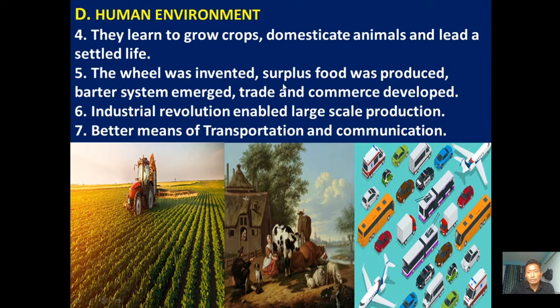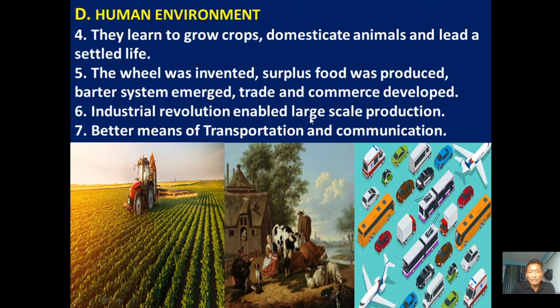Surplus food was produced. Surplus food means extra food, more than they need. They are producing more than they need from the agricultural land. Barter system emerged, changing of goods directly. Changing of goods means exchanging pen and pencil. That is called barter system. Changing goods directly, because during that time they don't have money system. Trade and commerce development, international trade, exchange of goods and services among the countries developed, within the country developed.